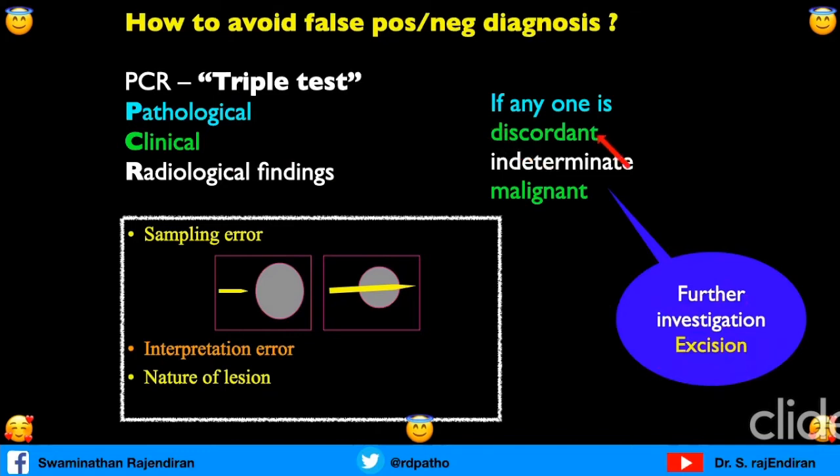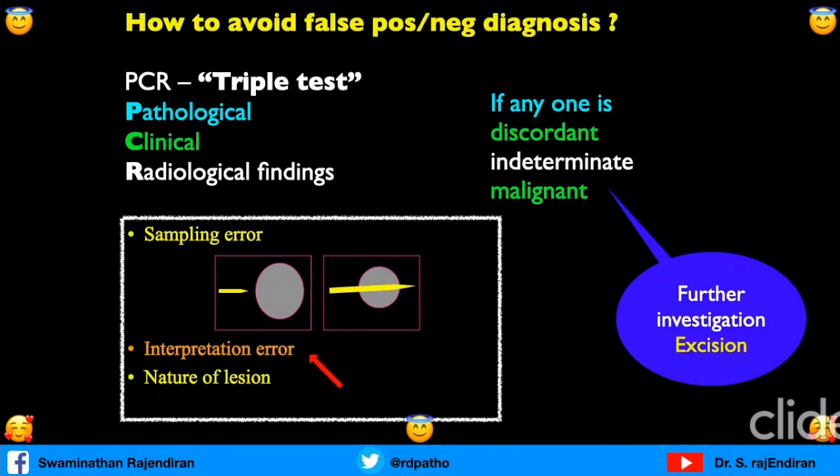And whenever there is any discordancy, there are 3 reasons. One is sampling error. Imagine this, they are going to do FNAC. If they do FNAC here, they have not touched the lesion, or here they have overshot the lesion. Okay, so they are sampling in this area, whereas the tumor is here. So this is known as sampling error.